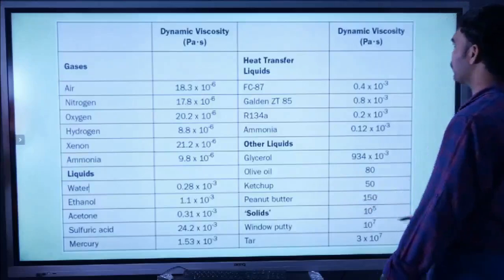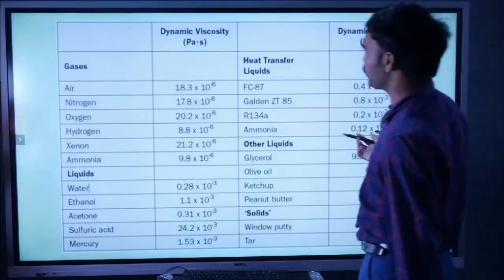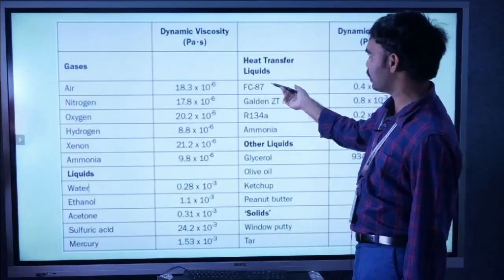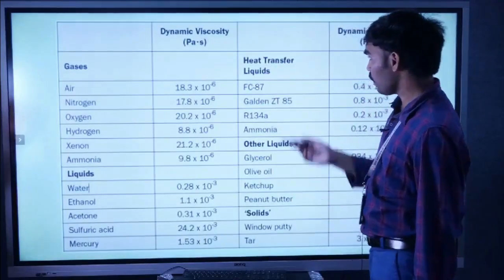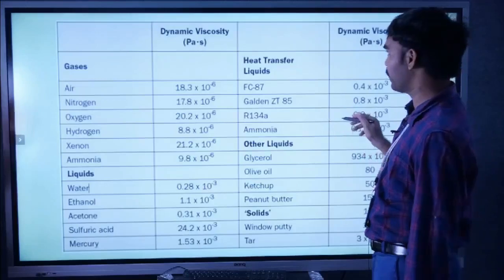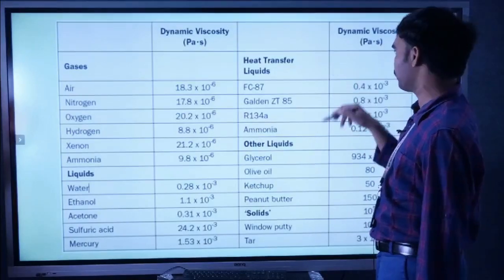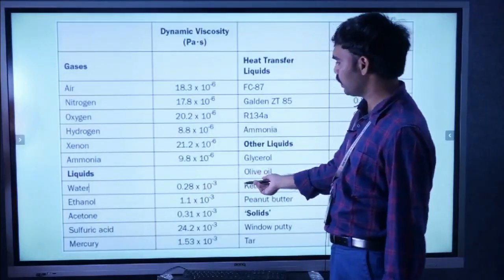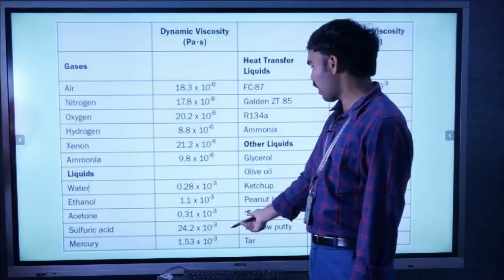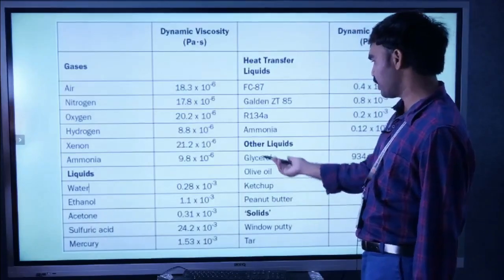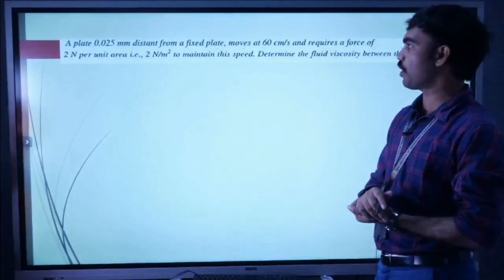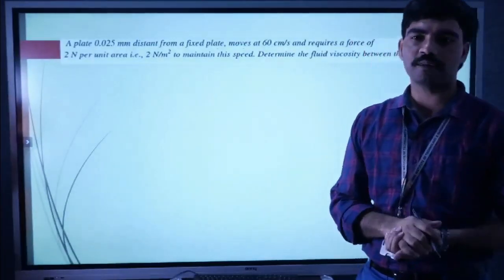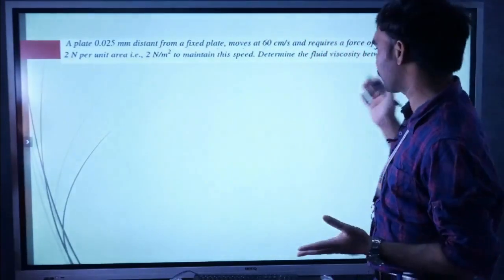Yeah, this is the dynamic viscosity for different fluids. If you see, the air has 18.3 into 10 to the power minus 6. This is the viscosity of the air in Pascal second. Pascal means Newton per meter square, so Newton second per meter square, the same units. The water has a viscosity of 0.28 in 10 power of 3. And if you see, mercury has higher viscosity than the water. We will try to solve some problems.